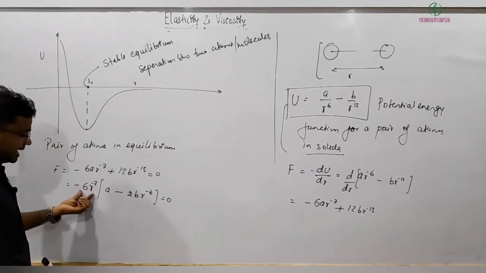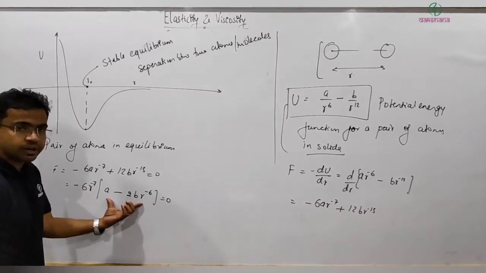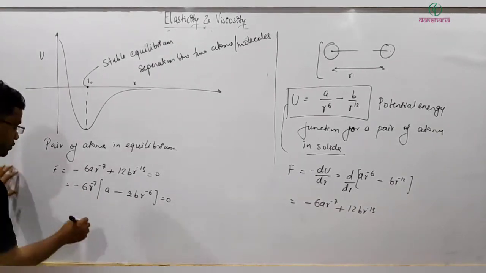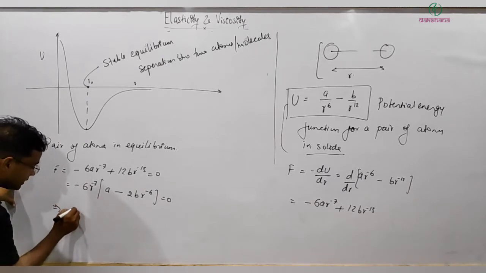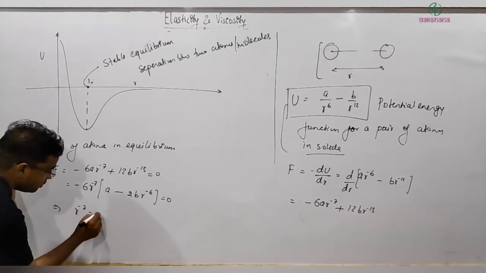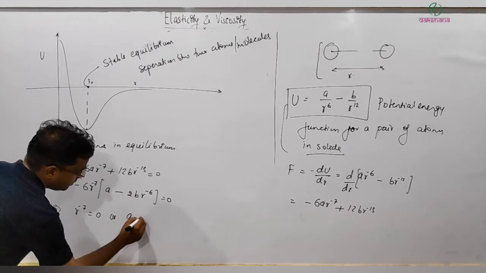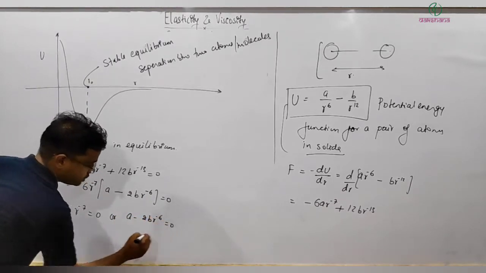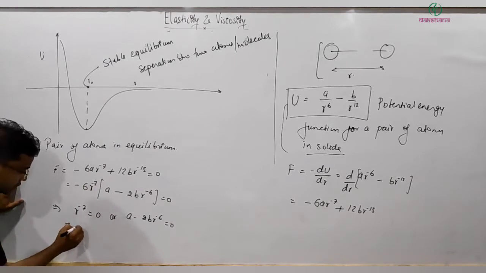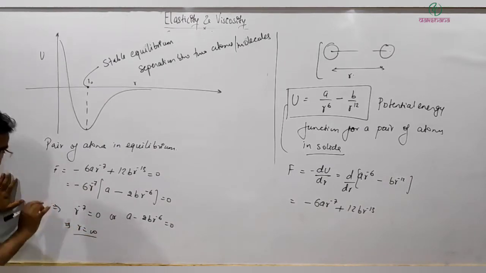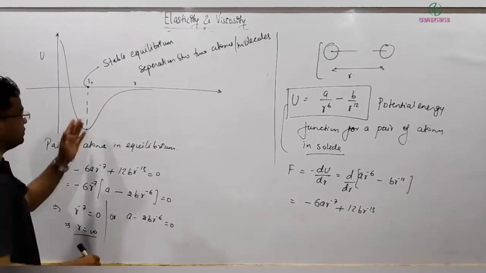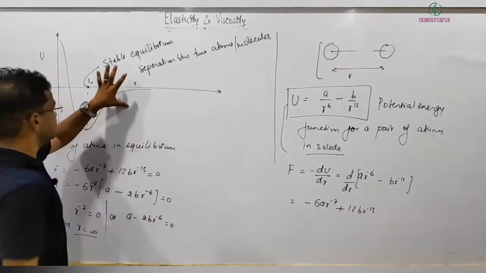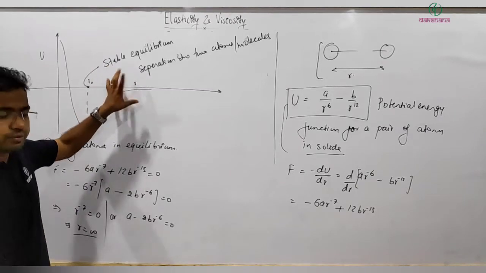So that means either this quantity is equal to 0 or this quantity is equal to 0. This implies either r raised to power minus 7 equal to 0 or a minus 2b r raised to power minus 6 equal to 0. The first is equal to 0 only when r is equal to infinity. That doesn't make much sense because we are not at r equal to infinity. Yes, it will be 0, but we are not interested. That's not useful for us.